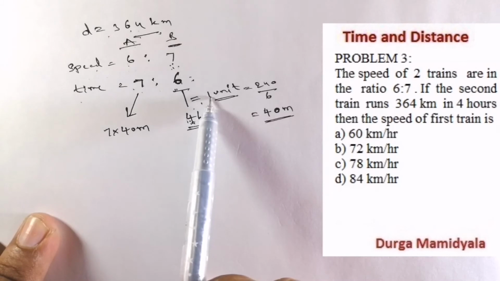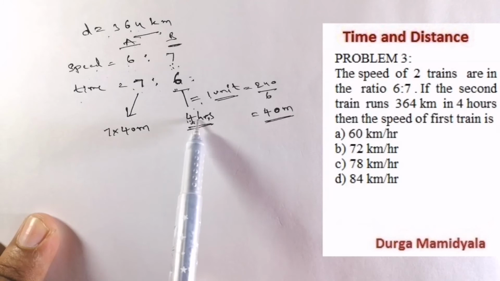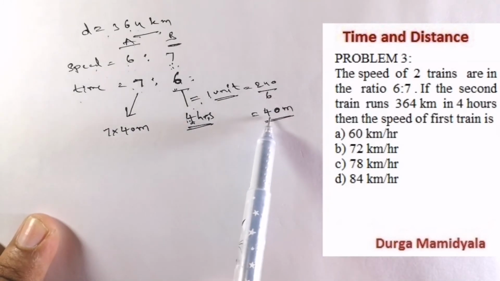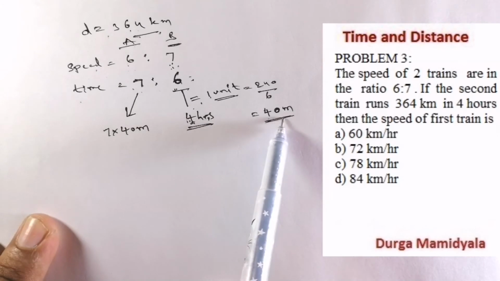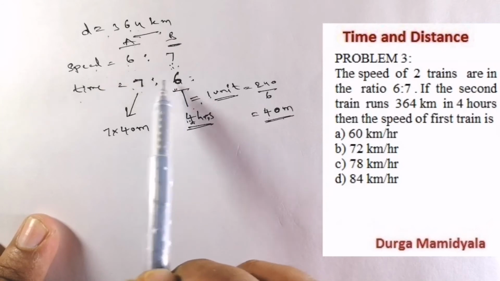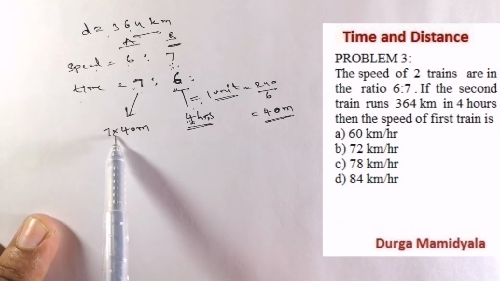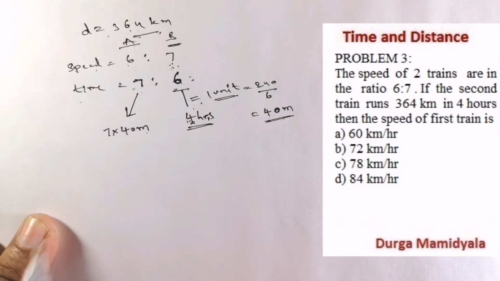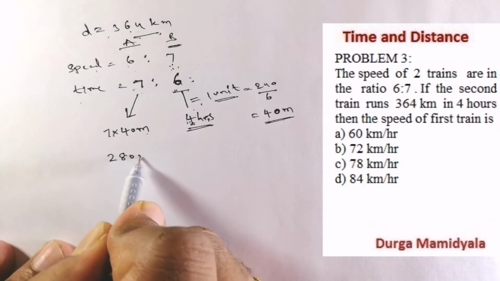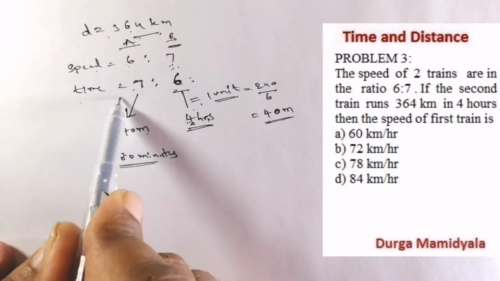So we are going to calculate the value of 1 unit. If you want to calculate it, we convert it to minutes: 4 into 60 minutes, that is 240 minutes, divided by 6. If we divide it, we get the value of 1 unit, that is 40 minutes. Then B is 6 units, and what is the value of A? It is 7. So we do 7 into 40 minutes, and we get 280 minutes.